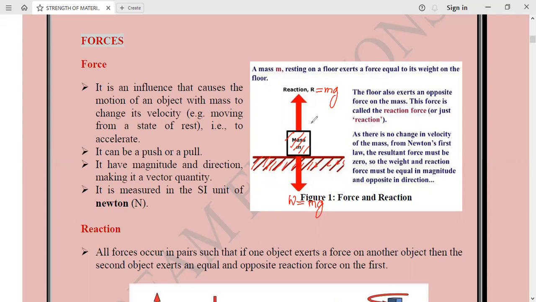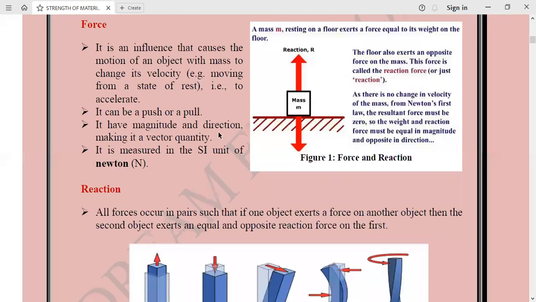So now it's clear that force and reaction always occur in pair. When there is a force, there will also be a reaction to it. The magnitude of the reaction will be equal to the force itself, and the direction of the reaction will be opposite to the force. So now we have discussed the force and the reaction. We will move to the different types of forces.